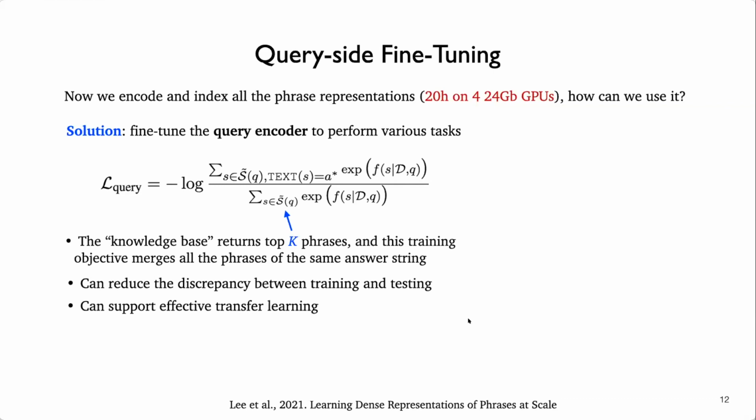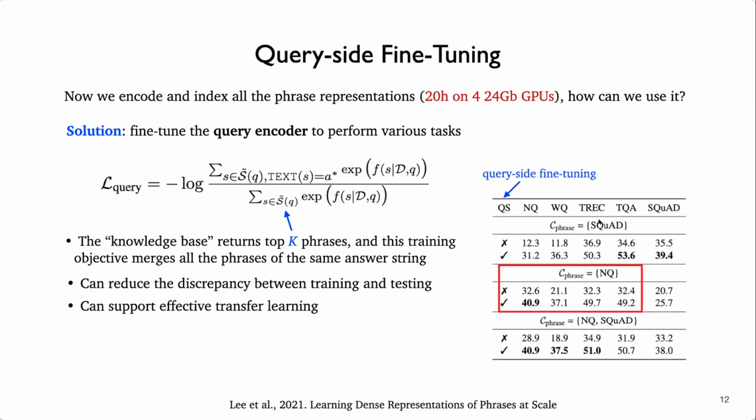And we found there are two advantages to doing this. The first is that it can reduce the discrepancy between the training and the testing phase. The second advantage is that for datasets that we have never used to build the phrase index, we can train only the query encoder for a new, unseen task. So this can effectively support transfer learning for other unseen tasks.